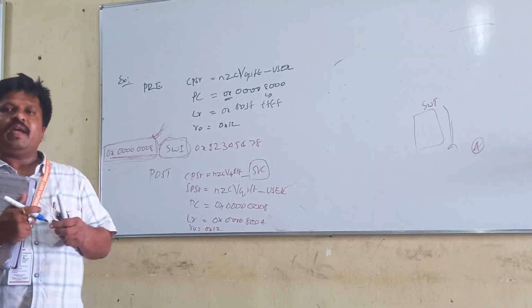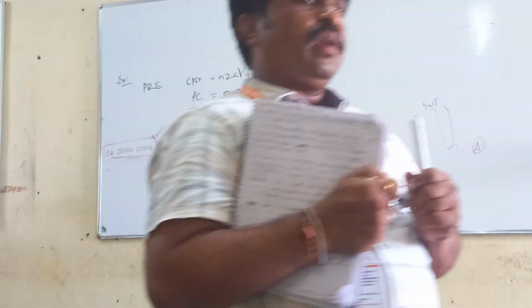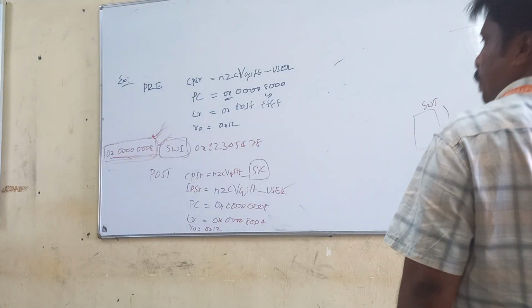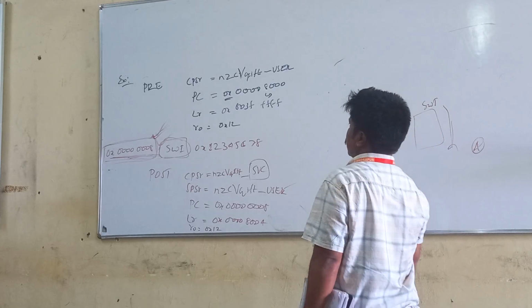This is the main example. They will ask it in the examination also. Then you will write the explanation for this example. LR becomes the PC, PC becomes the LR. You should remember this.